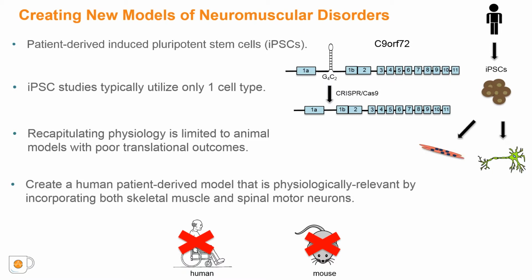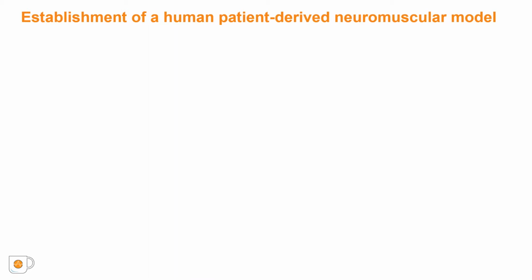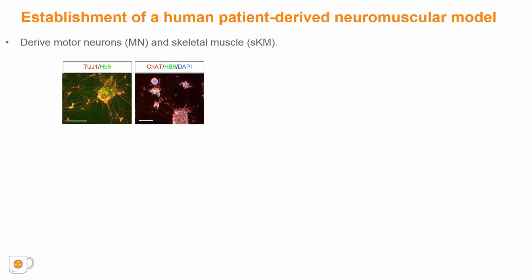We think, therefore, that by deriving both skeletal muscle and motor neurons, this will create an all-human, patient-derived model of the neuromuscular junction, which will enable new avenues for research into basic biology of neuromuscular function and therapeutic discovery in disease. To establish a neuromuscular model, we first derive motor neurons using a published protocol where motor neurons are efficiently obtained from suspension culture within approximately 30 days.